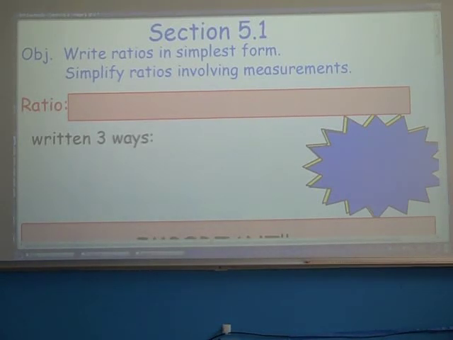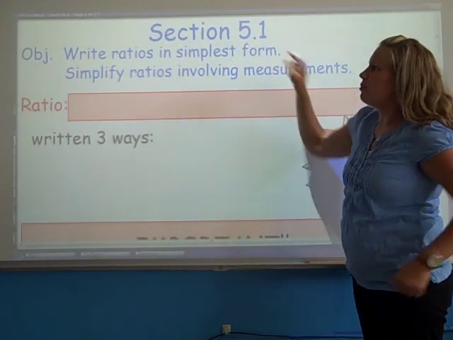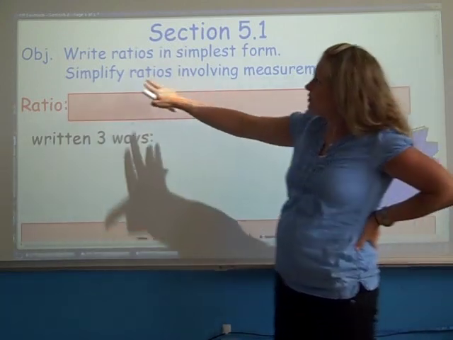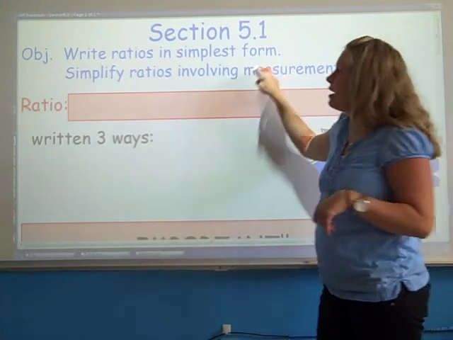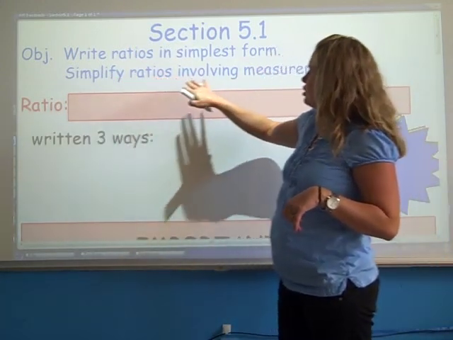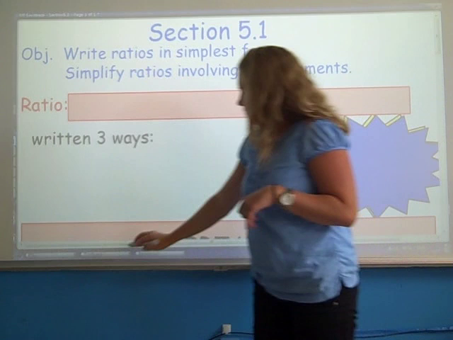Okay, hi everybody. Today we're going to do section 5.1. The objective is to write ratios in simplest form, so we have to know what a ratio is. And we're going to be simplifying ratios involving measurements.